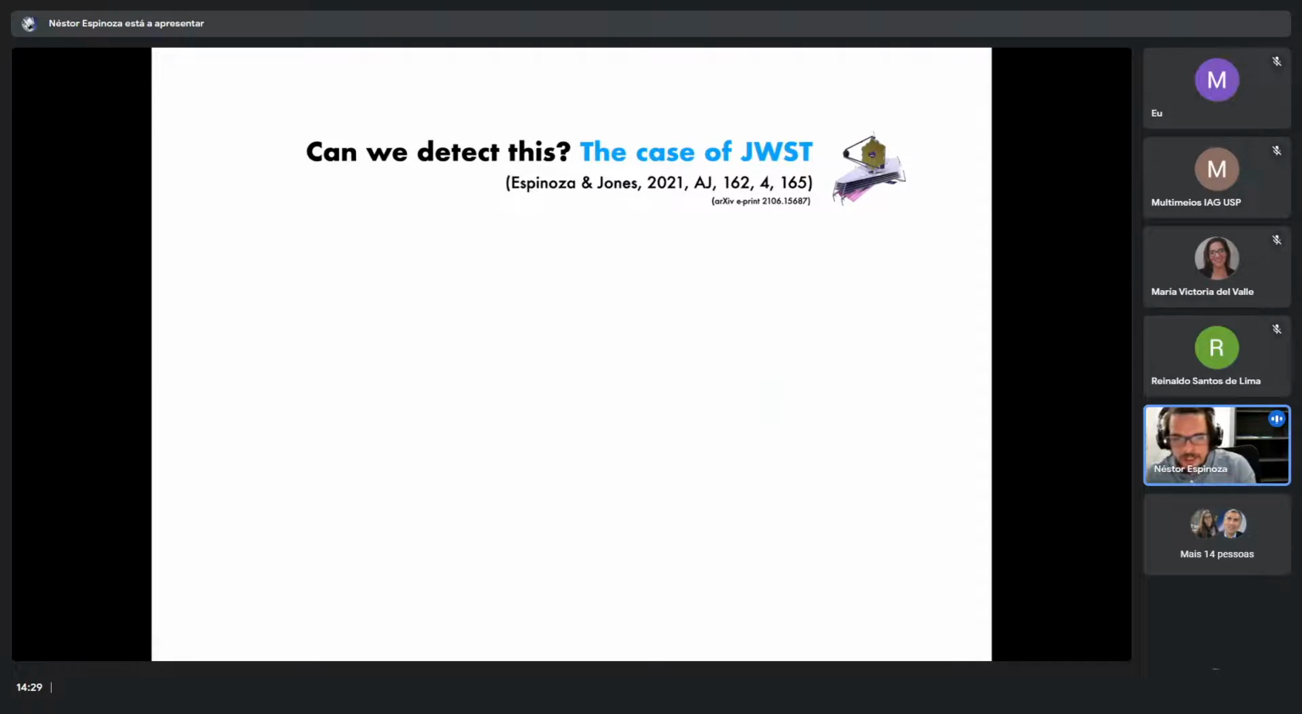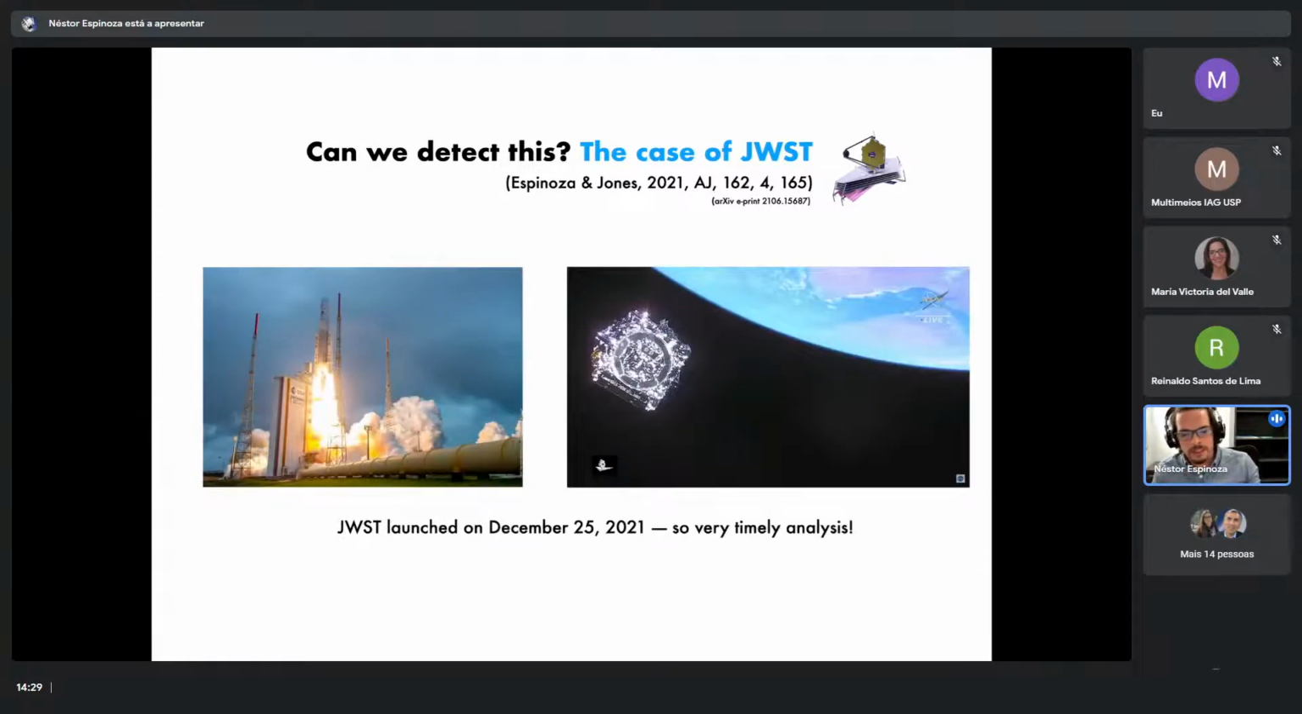In case you haven't seen the news, this telescope was just launched on December 25th last year. I was chatting with some colleagues, it was kind of the best Christmas present. I don't remember being that excited about a Christmas since I was a teenager, perhaps. So it's a very timely analysis, the one that we did last year with Catherine, given that the telescope just launched.